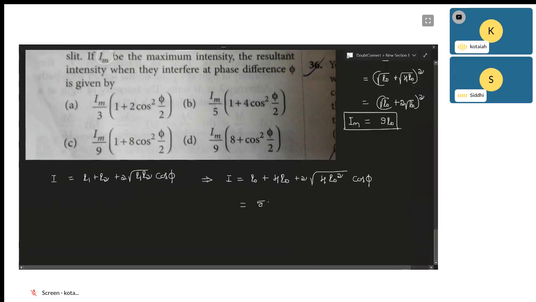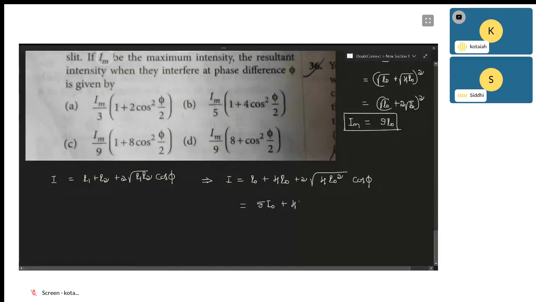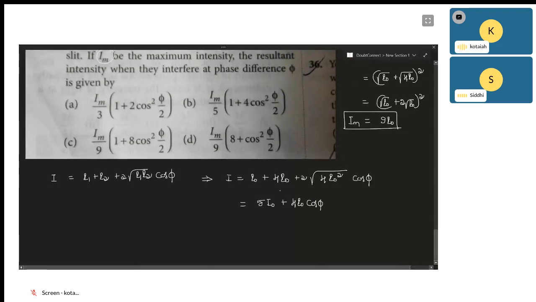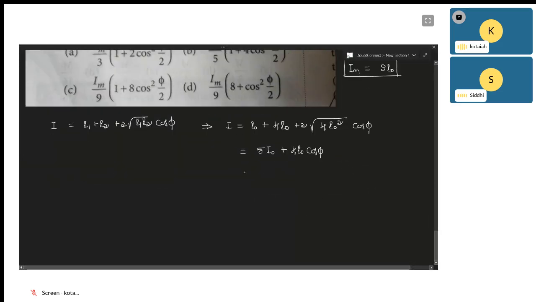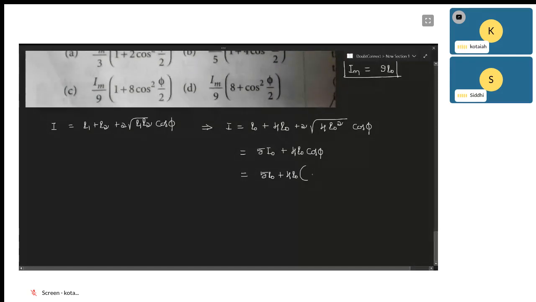5 I naught plus, square root of 4 means it will become 2. 2 2 is 4. 4 into I naught cos pi. So cos pi, after the simplification, 5 I naught plus 4 I naught into cos phi can be written as 2 cos square 5 by 2 minus 1. I can write like this.